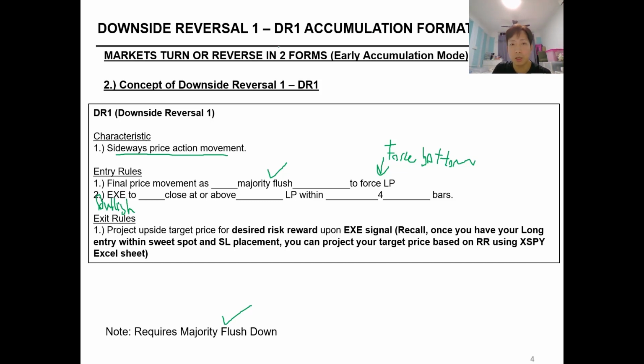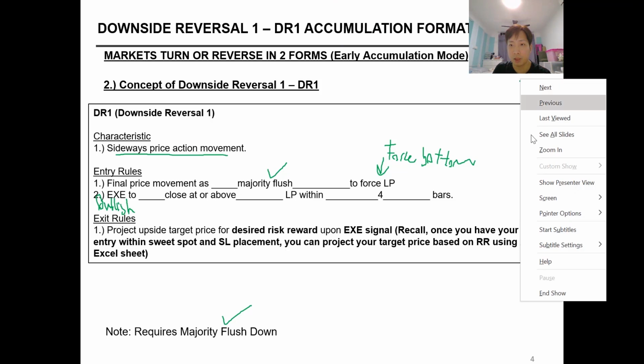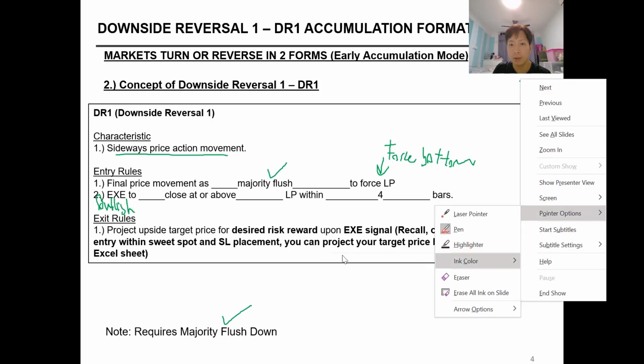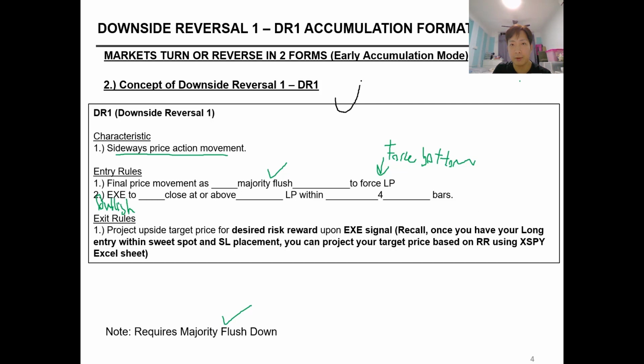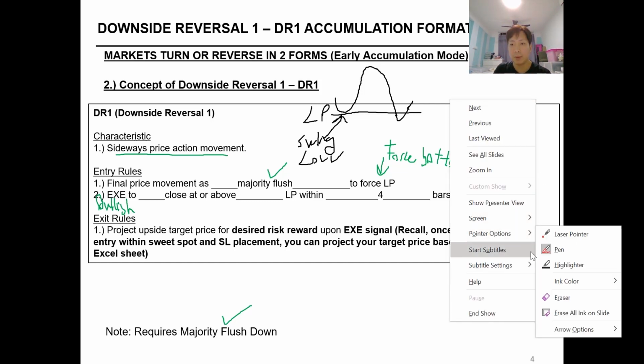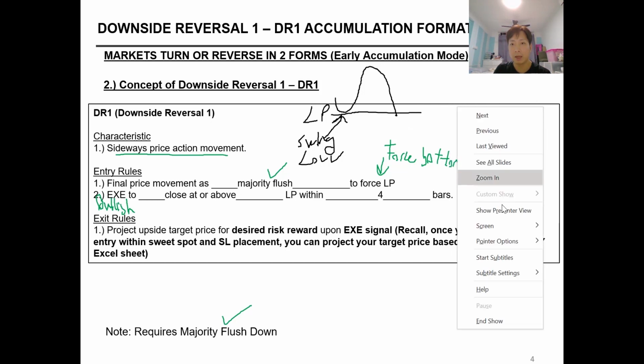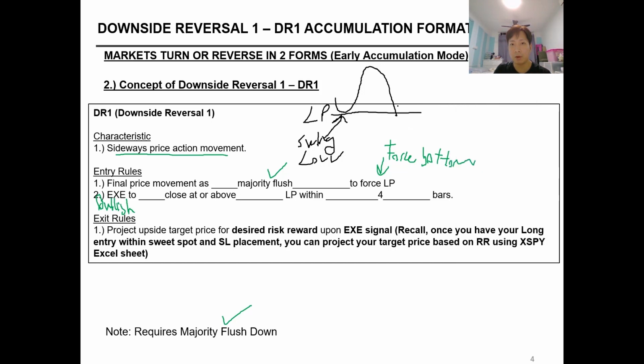Okay, so the strategy concept model is something like this. Let me just draw it out for you. So a DR1 looks something like this, right? Of course this is your swing low, which is your LP, right? Your LP, which is a swing low, and we want to see a false bottom scenario. Let's say the bar that goes below the LP, you count this as the first bar. Let's say it's a bearish bar that goes below the LP, you count this as number 1. Let's say number 2, number 3.